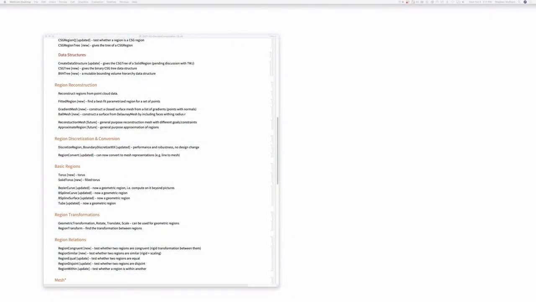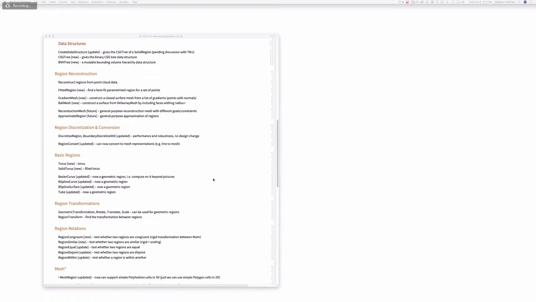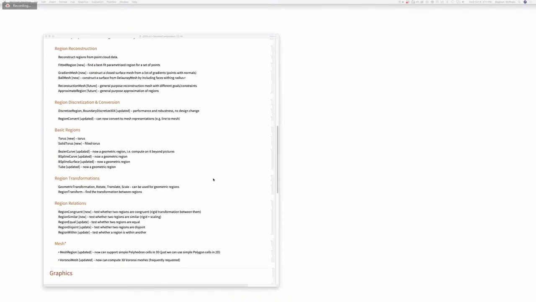All right, hello again, everybody. We are doing another round of reviews of, well, geometry and graphics functionality, heading for version 13 of Wolfram Language. All right, so where are we going to start here? I think we're at region transformations and going down.